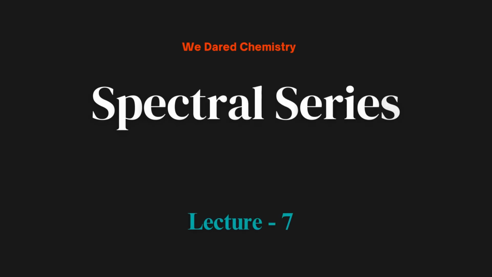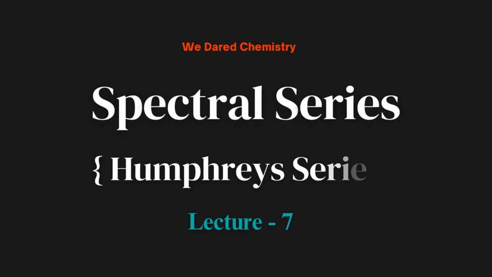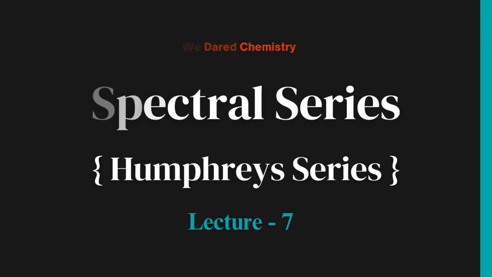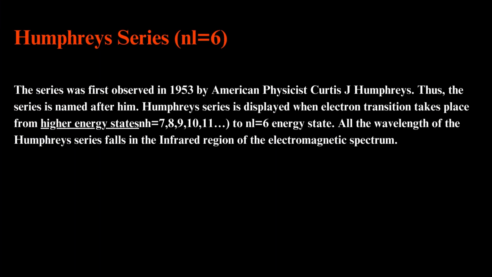Today, we're diving into the fascinating topic of spectral series: the Humphreys series, Lecture 7. Humphreys series, n_L equals 6. The series was first observed in 1953 by American physicist Curtis J. Humphreys. Thus, the series is named after him.